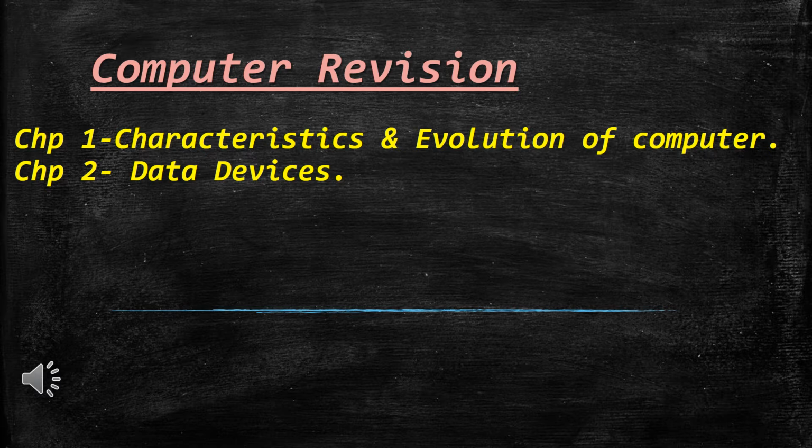So this video is nothing but just a revision of the first two chapters which you all studied. The first chapter is the characteristics and evolution of computer, and the second chapter is data devices. So we're just going to revise what we studied in the chapter. So let's get started.